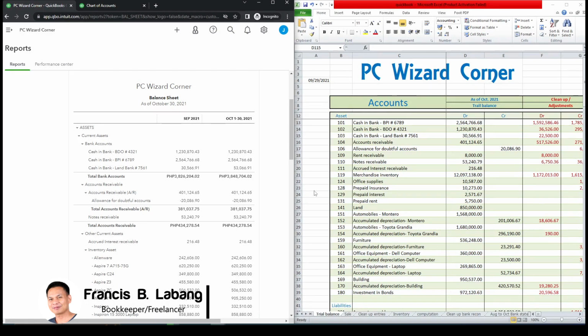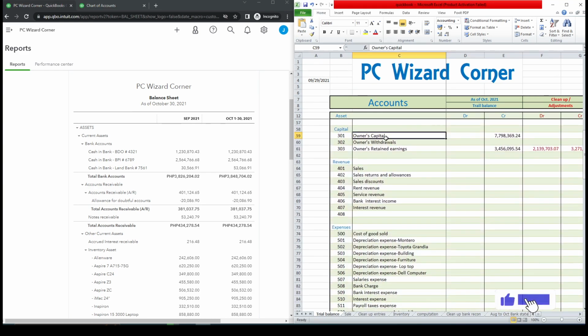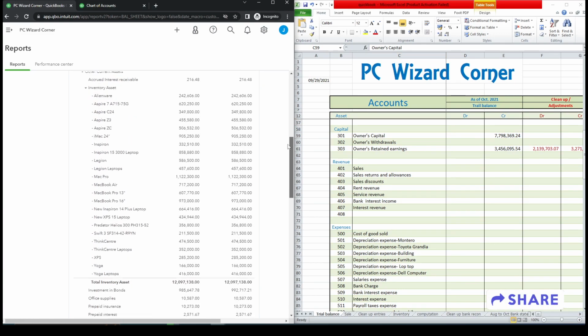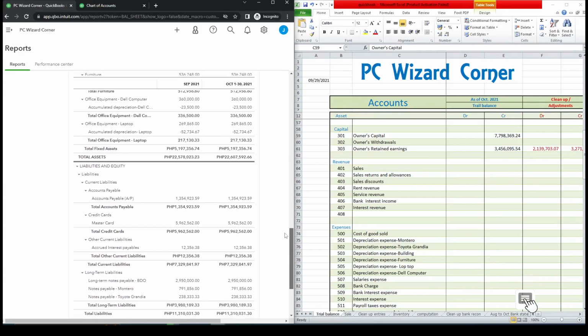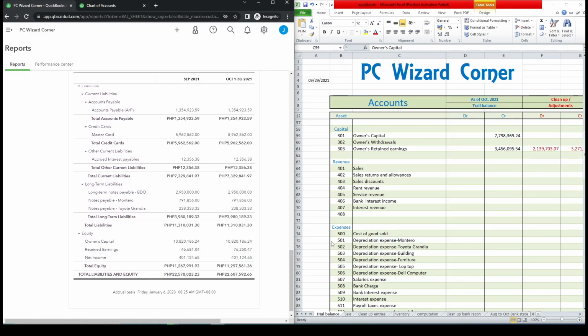In the previous video, we already transferred all the liability accounts. Now, today's video is all about the equity or capital account. Let's go down. This one. And in the previous video, I explained to you why we are not balanced here in the QuickBooks equity account versus here in the trial balance.